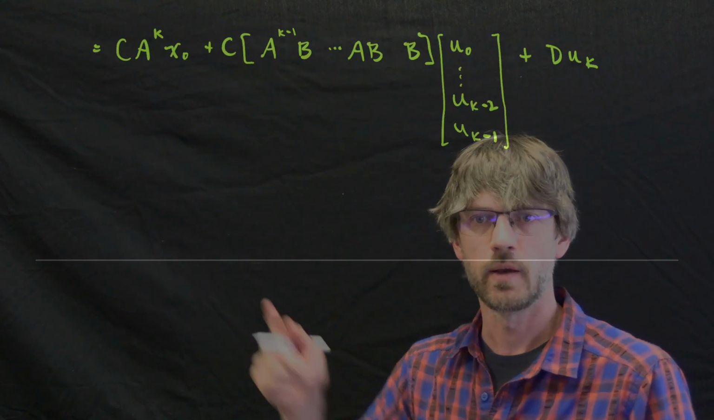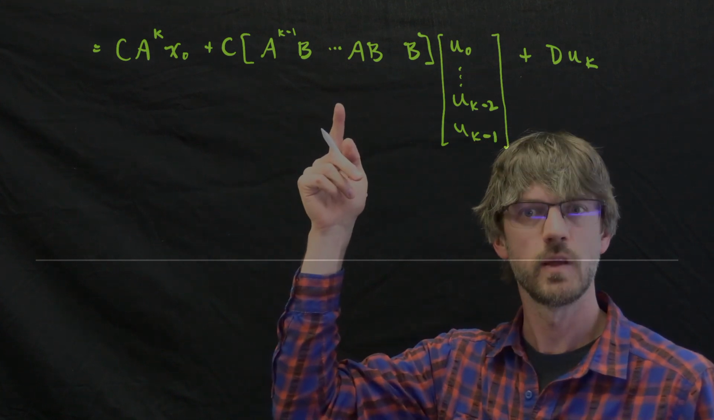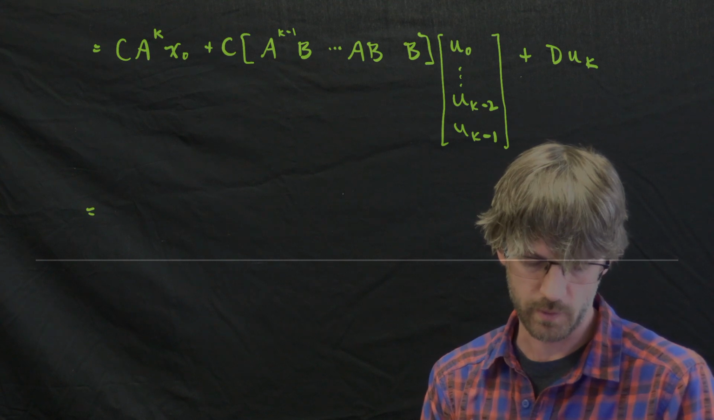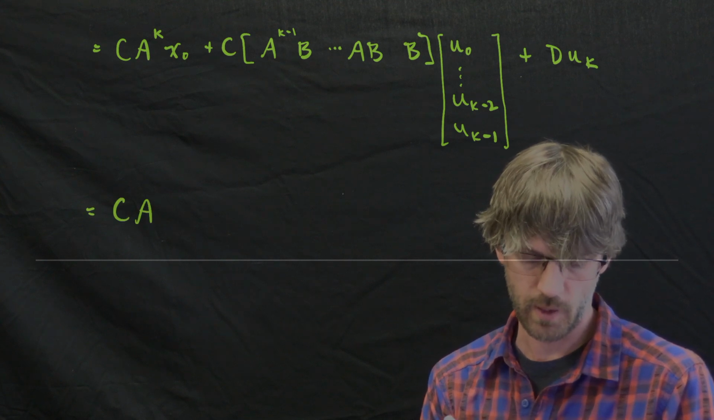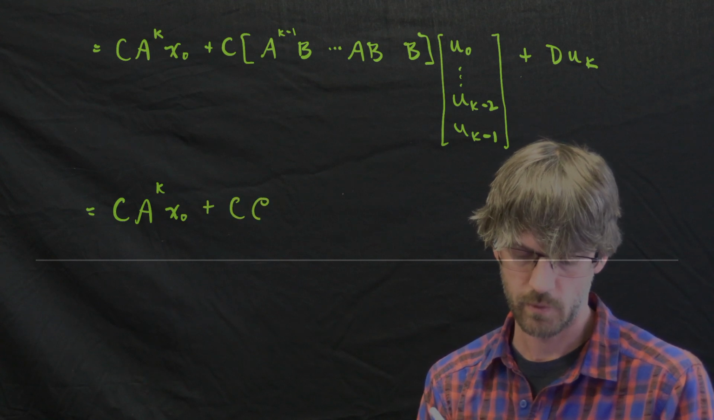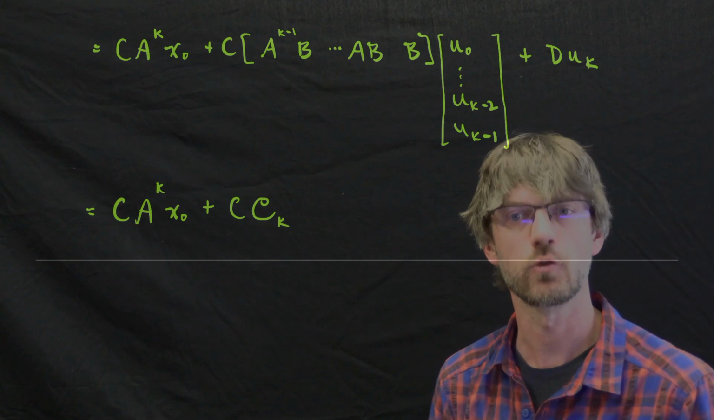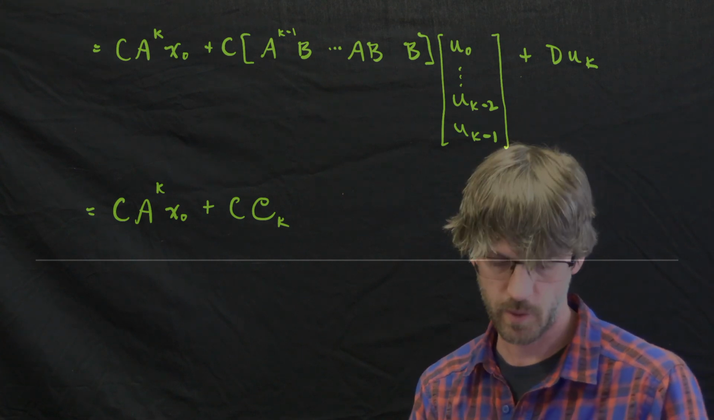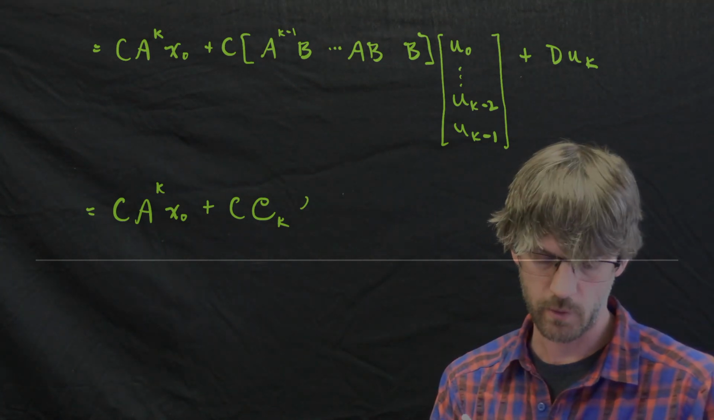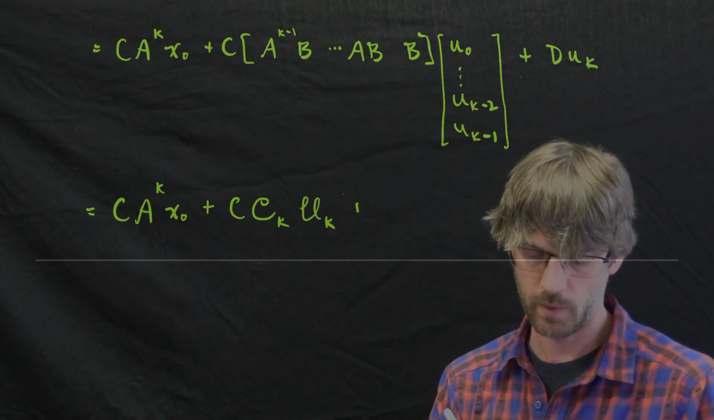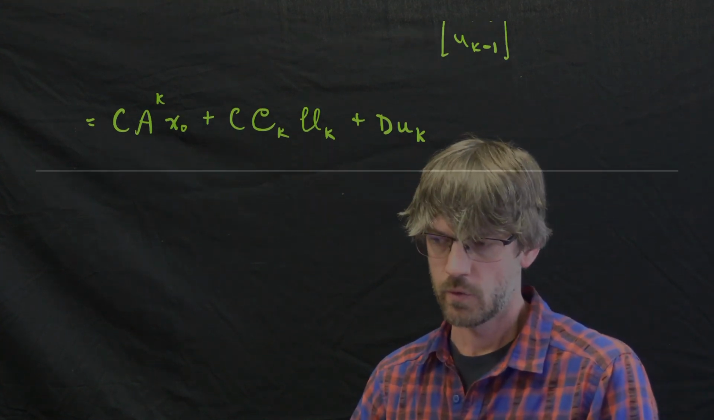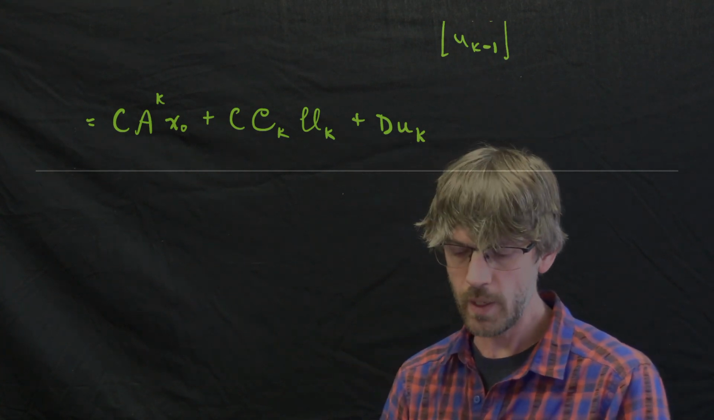Now you may recognize this guy here. That's the controllability matrix. So we can rewrite this to be a little bit more compact as c a to the k x0 plus c times cursive c k. That's the controllability matrix for k time steps. And then I'm going to call this stack of all these control inputs a cursive u k. And then we still have our plus d u k.